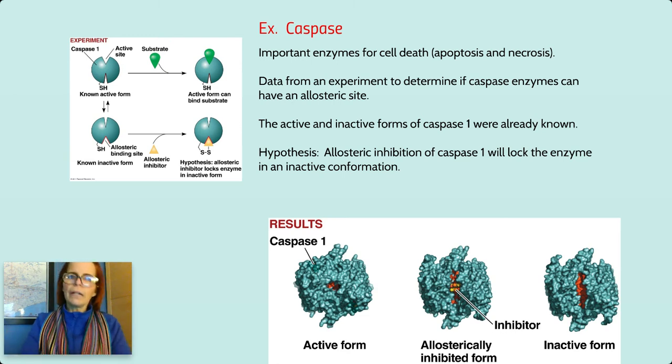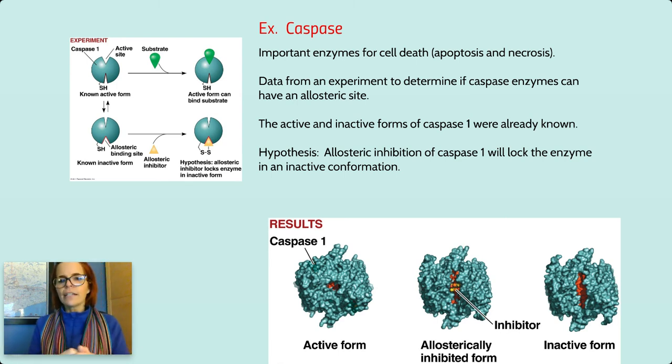So this is an experiment just showing you what the scientists have been able to see. They were trying to determine if caspase enzymes have an allosteric site. Remember, allosteric means other site. That means a molecule, not the substrate, not the hydrogen peroxide in my example, but some other molecule, touches the enzyme and causes the shape to change. So that's what they want to know in this experiment: does caspase have an allosteric site?